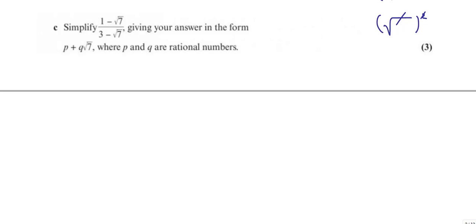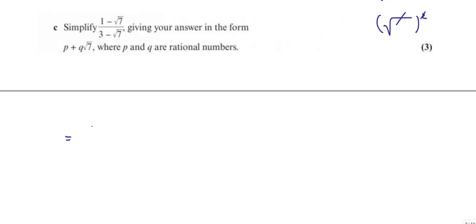Okay, let's go, part C, guys. How to do part C? Now it says simplify 1 minus square root 7 over 3 minus square root 7, giving your answer in the form P plus Q root 7.